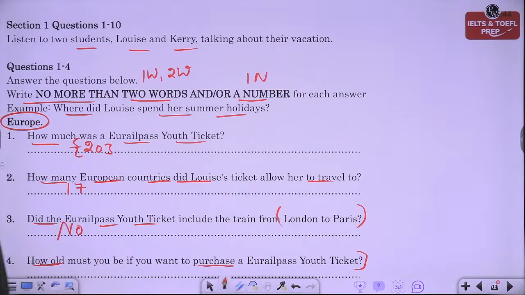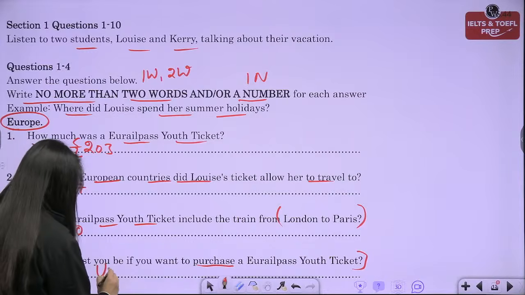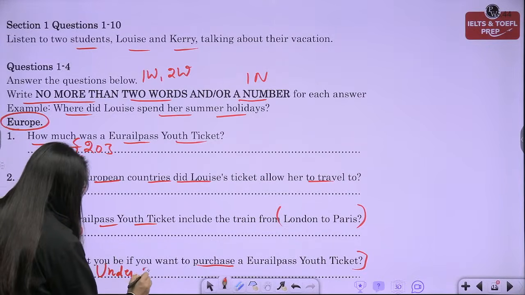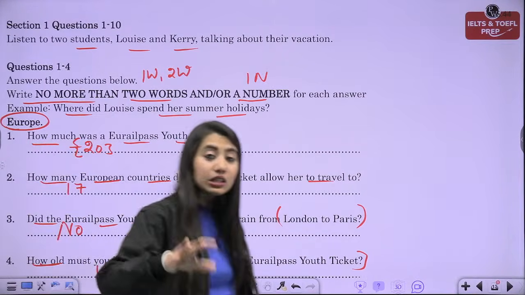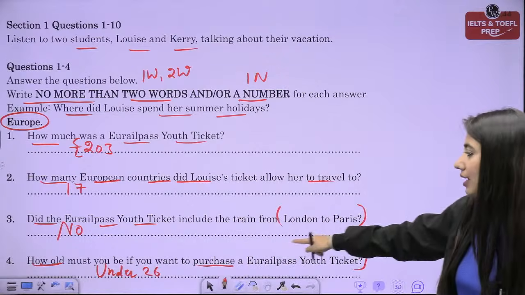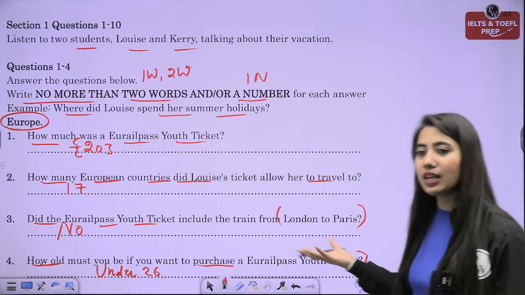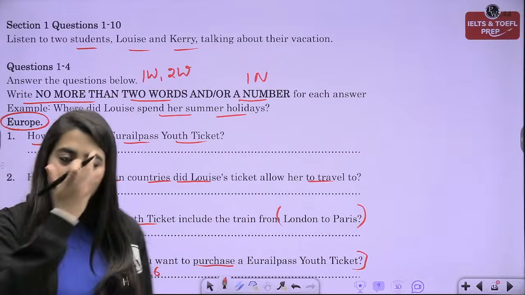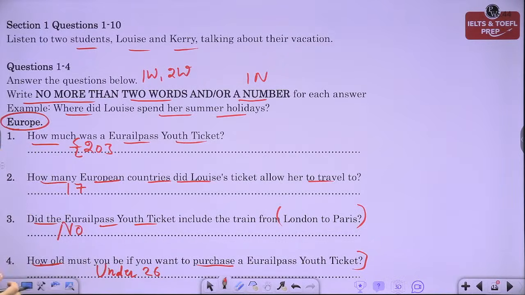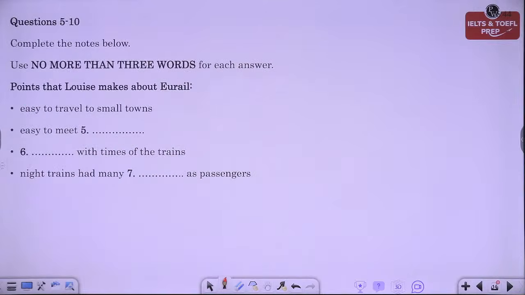अब बताओ ओल्ड, आपसे एज पूछिए, क्या होगा आंसर? आंसर विल बी under 26. You must be under 26. This is going to be the right answer for this one. So yes, Bhavya, good job. ठीक है? So yeah, that's how we go about it. Let's move now ahead to a different set of questions.